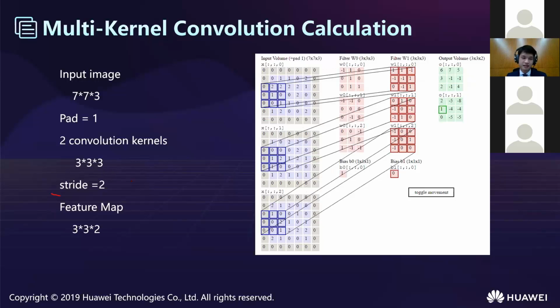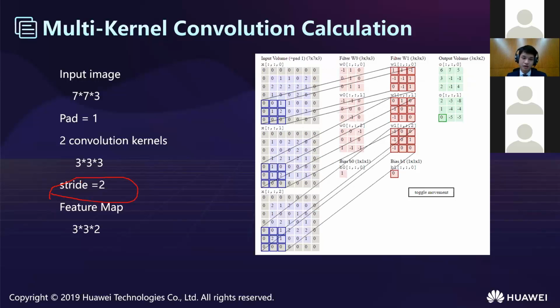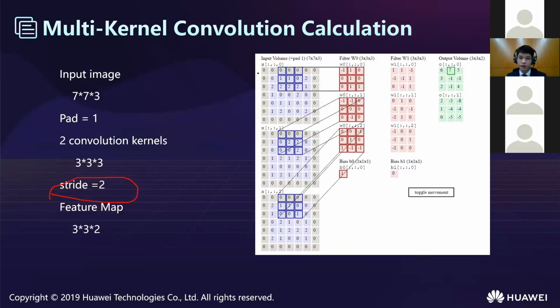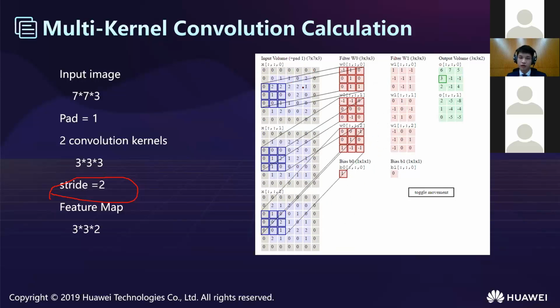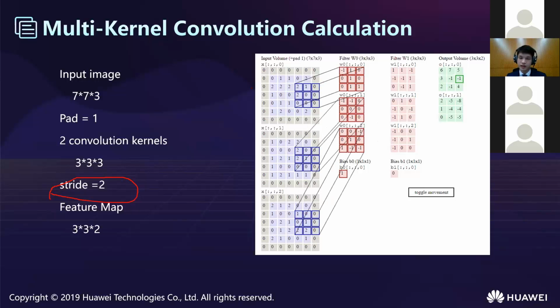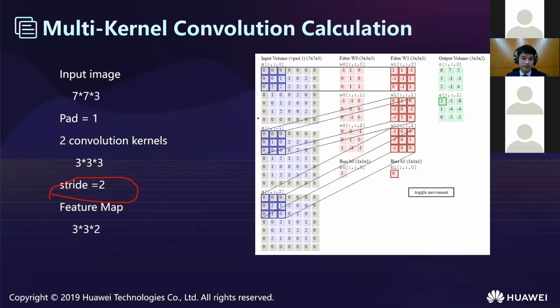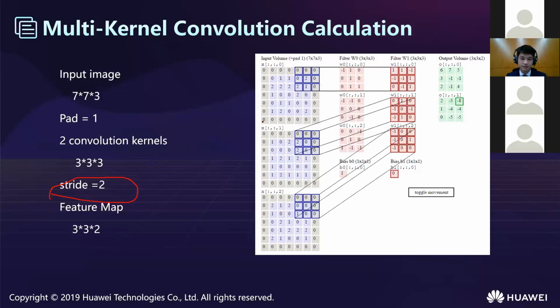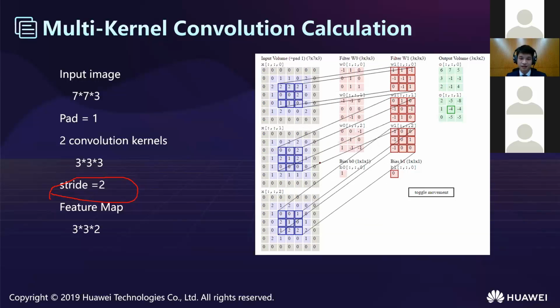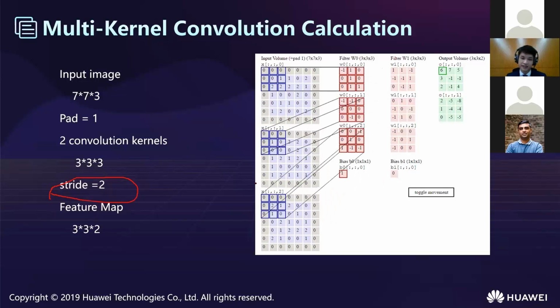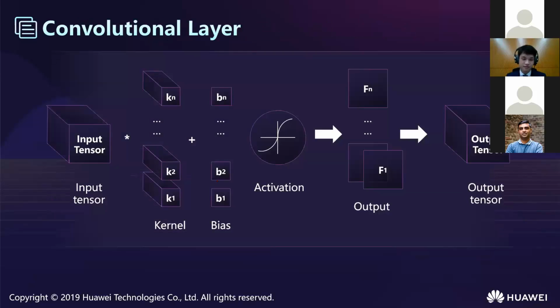Okay, and then there's another attribute called stride. That means when we move the kernel, we can move one step or two steps. If the stride is 2, we can move 2 steps, like this. Understand? Okay, thank you. So that is a convolutional layer.